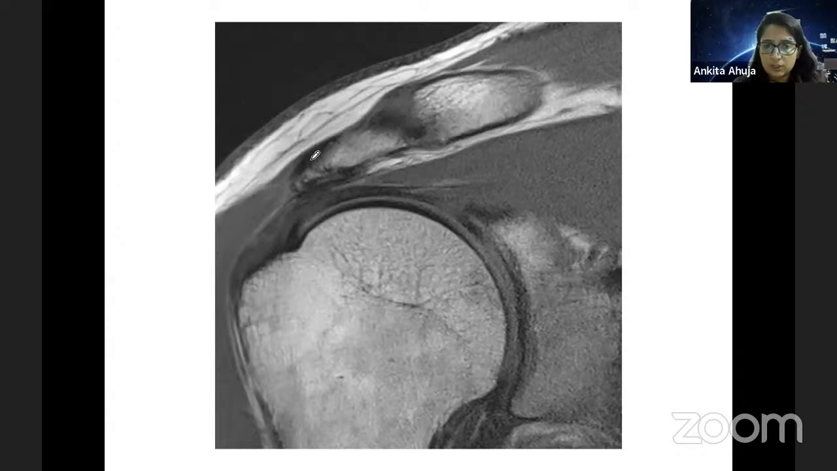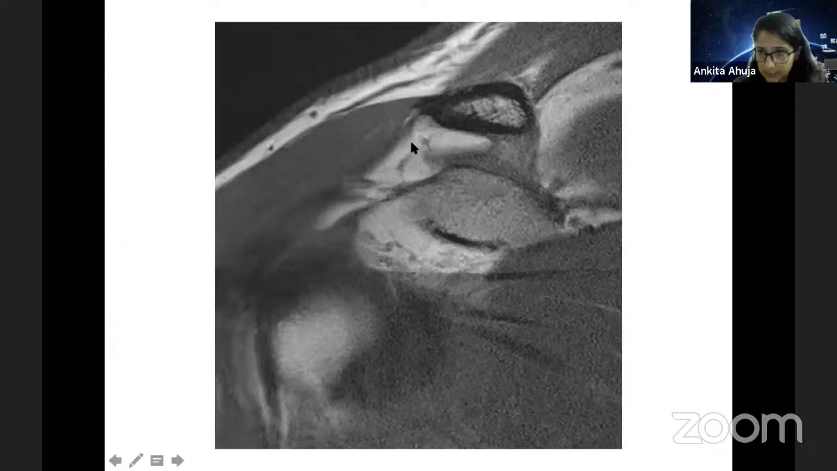So this is your acromion and this is your clavicle. And if you see this black thing over here and here, these are your capsule or acromioclavicular ligaments. And there is articular cartilage, which if you scroll through you'll see lining the joint capsule. So this is how your normal acromioclavicular joint looks.